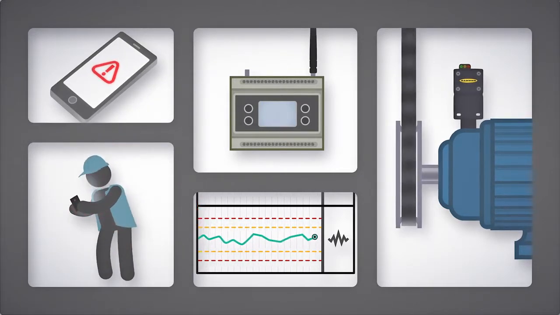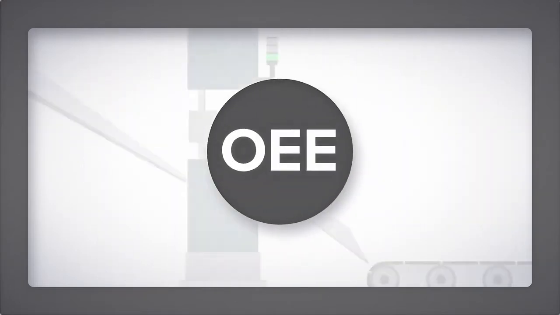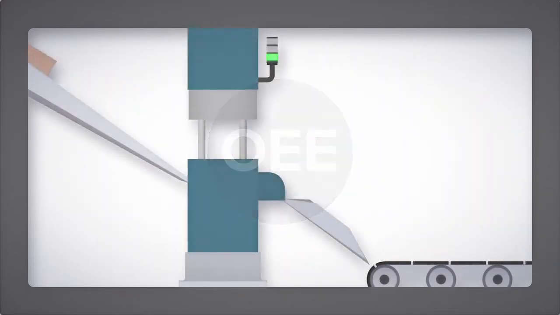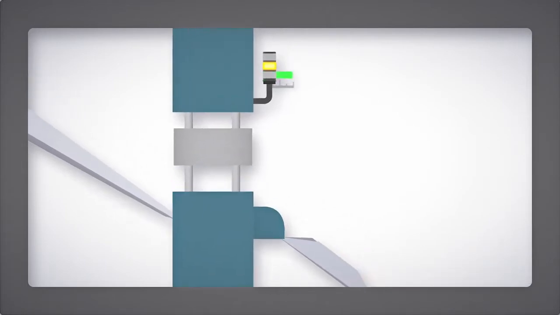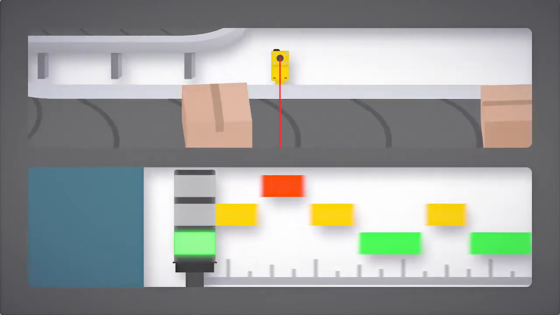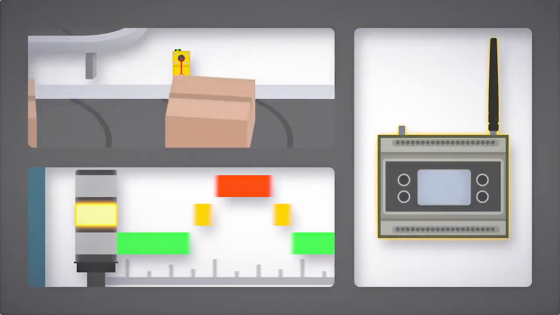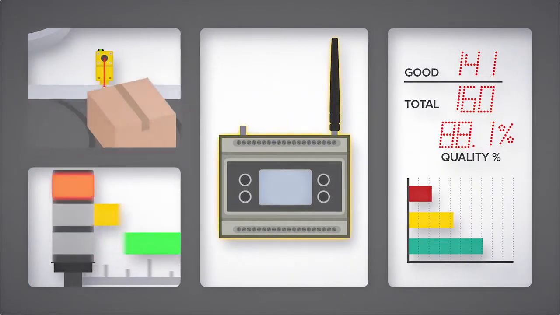unplanned downtime. Finally, optimize your operation by tracking your overall equipment effectiveness, or OEE. Banner's wireless tower lights can continuously collect machine uptime and cycle time data. Elsewhere, wireless sensors collect production throughput data. This data is sent to a DXM controller, where it is calculated into productivity metrics.